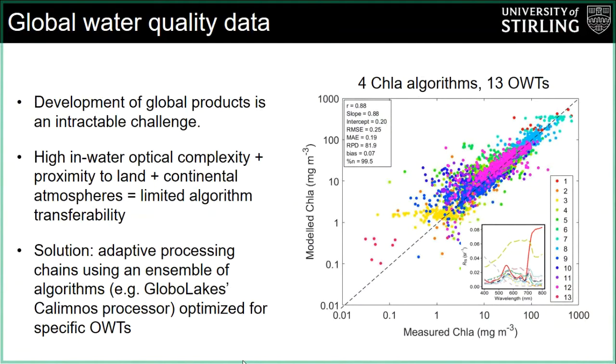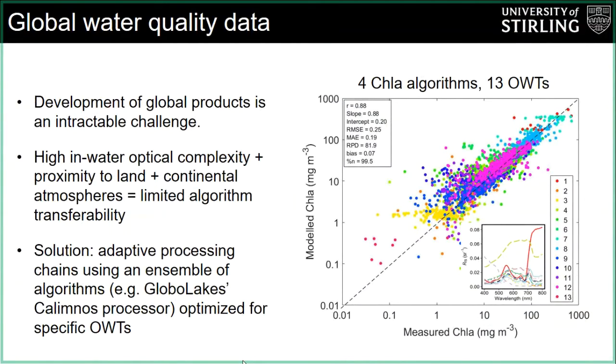But this has historically been an intractable challenge, and the reason why it's so difficult is that lake ecosystems exhibit high in-water optical complexity. They're also very close to the land surface, so we have adjacency effects, and overlying those lakes we have very continental-type atmospheres. Those issues add up, and it means that the algorithms we develop to produce water quality products generally have quite limited transferability in space and in time.